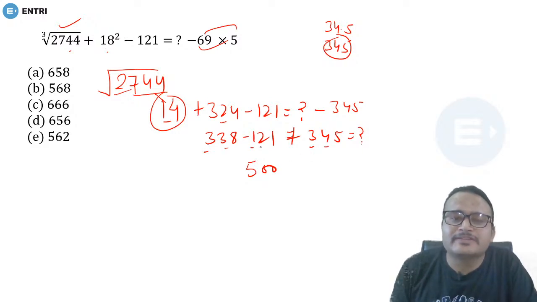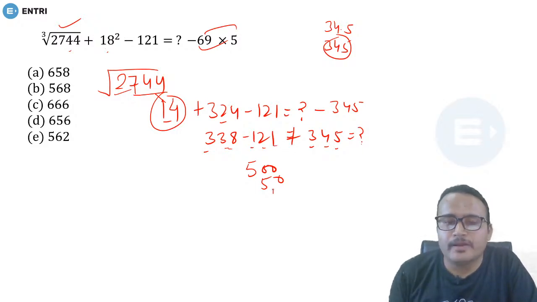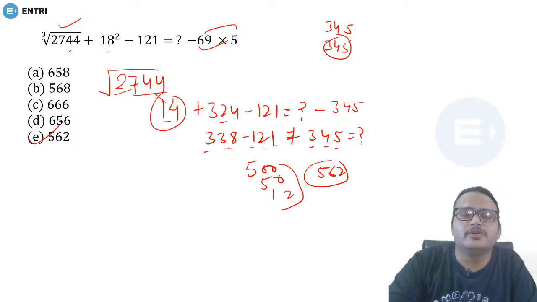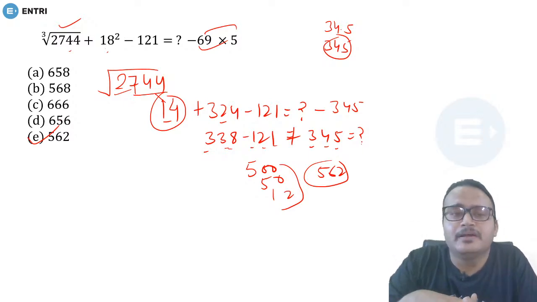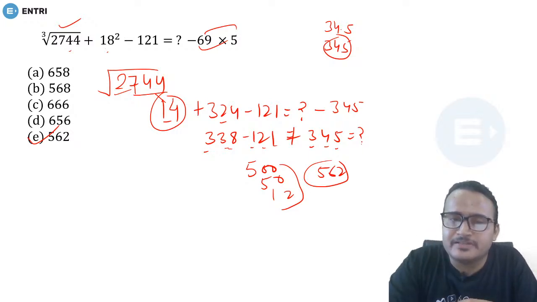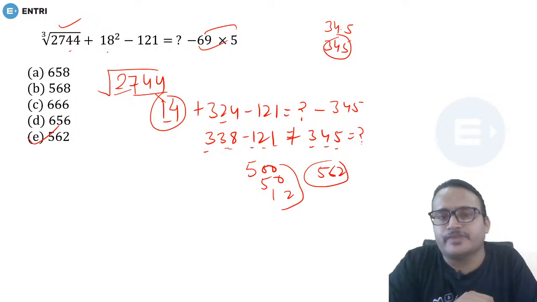4 plus 3 is what, 7, minus 2 is what, 5, so 550. 8 plus 5 is what, 13, 13 minus 1 is what, 12 obviously. So 562 will be your right answer. You can mark E as your right answer. So this is how you find the cube and cube root. This is how you do the multiplication, and this is how you do the addition and subtraction in the exam in order to solve the question within a couple of seconds guys.